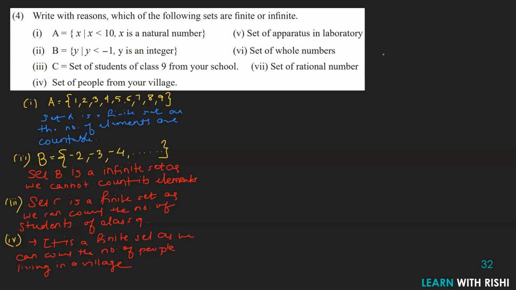Let us move to the fifth question. Set of apparatus in laboratory. This is also a finite set. We can count the number of apparatus in our lab. So it is a finite set, as we can count the number of apparatus in the laboratory.